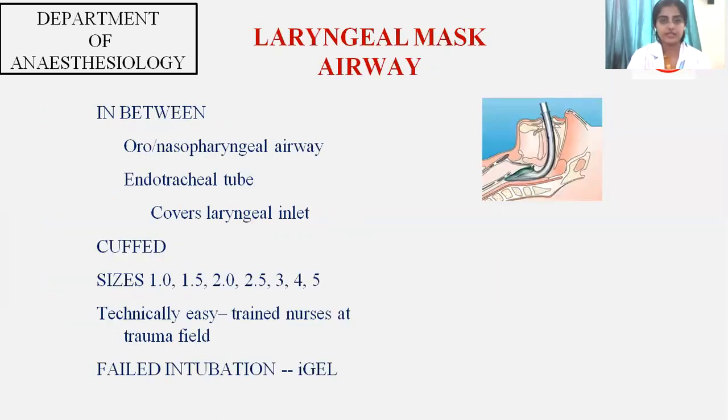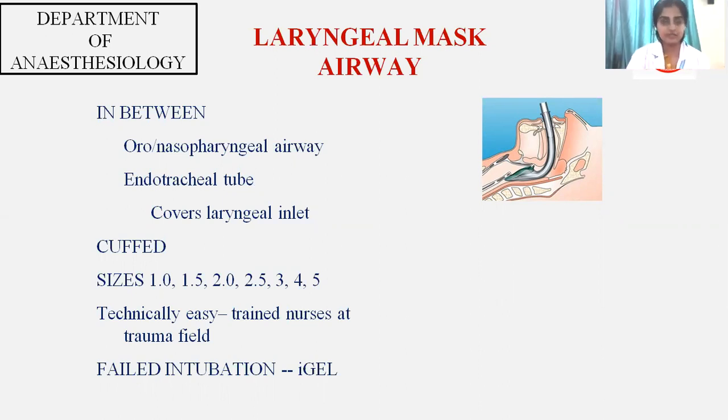Coming to laryngeal mask airways. Now, what is a laryngeal mask airway? As the name suggests, the laryngeal mask is going to lay over the laryngeal inlet, that is, it comes in between the oral or the nasopharyngeal airway and the endotracheal tube, and it covers the laryngeal inlet. The laryngeal mask airways are sized from number 1 till number 5. It is technically easy to put, even with the trained nurses at the trauma field.